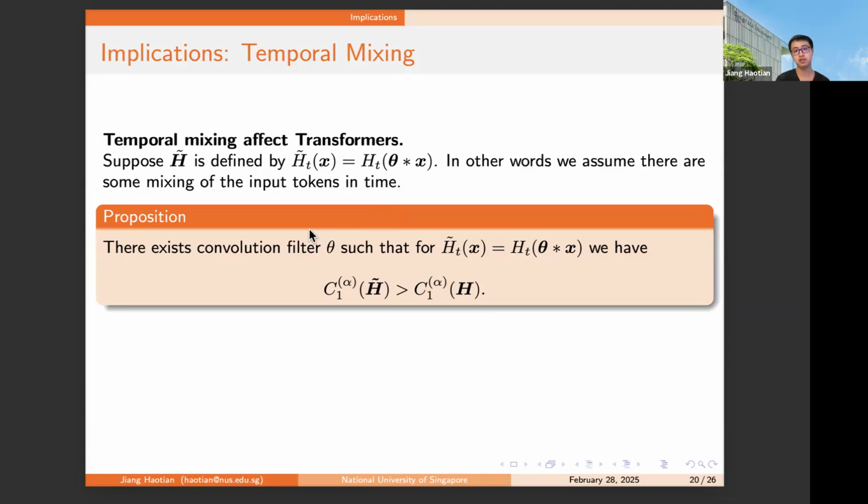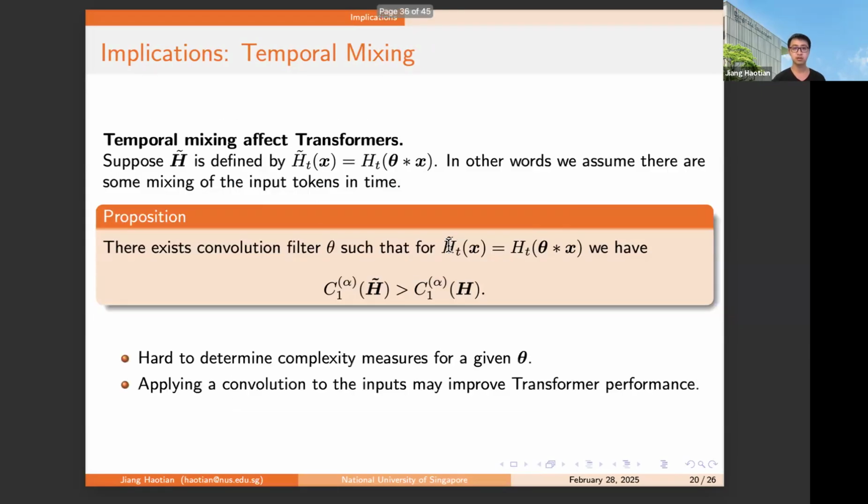And we have the following proposition. There exists a convolution filter theta such that for the altered target, the complex measure of this target is greater than the original one. So this means that the approximation power of the transformer will become worse on this altered target.